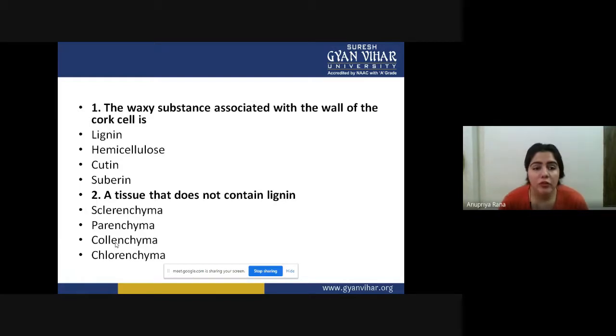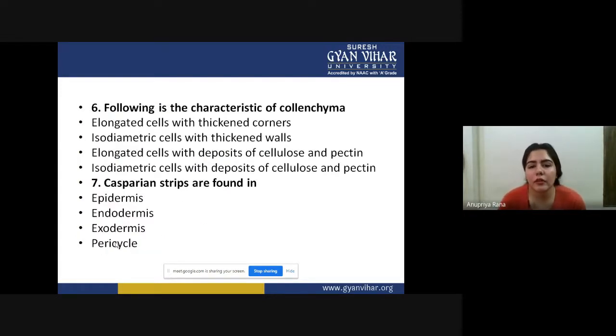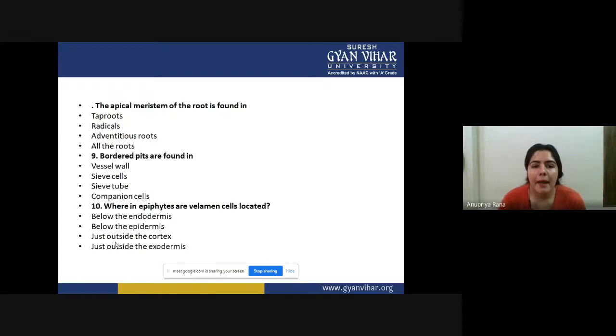So there are some questions we will be taking a look at. The waxy substance associated with the wall of the cork cell; a tissue that does not contain lignin; lateral roots originate in which; what gives rise to cork tissue, which is the external protective tissue of the plant. These are some very related questions on your vascular cambium, and you can see the anatomy of the plant basically. The Casparian strips are present in the apical meristem of root, found in what part of the plant? Bordered pits are found in where? Where are the epiphytes velamen cells located?